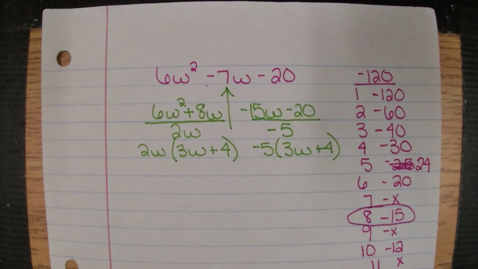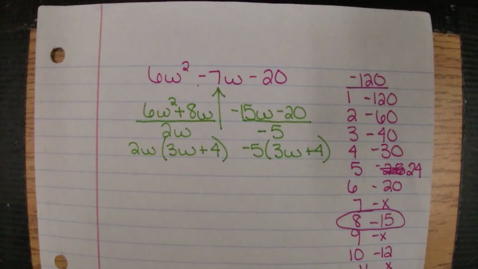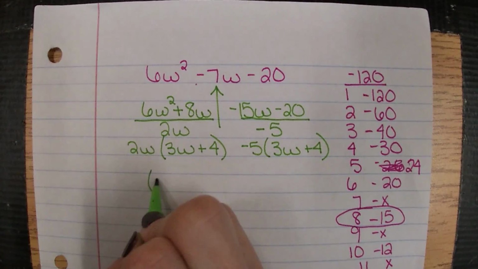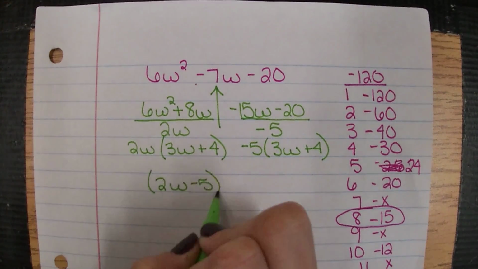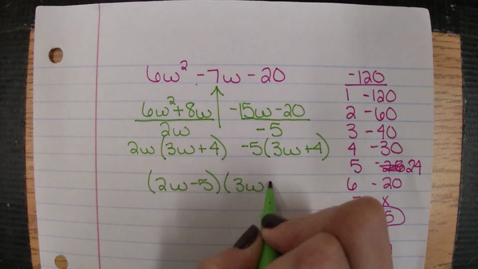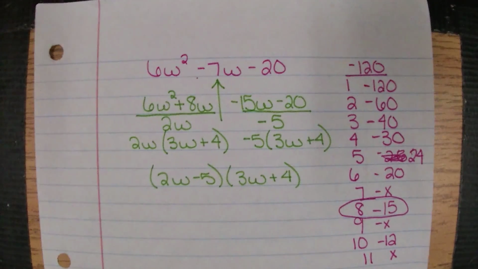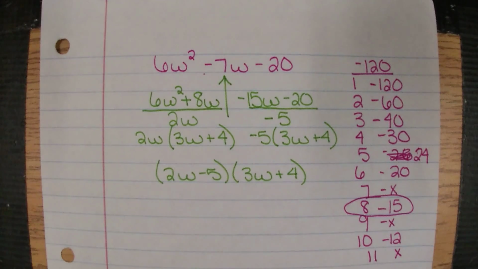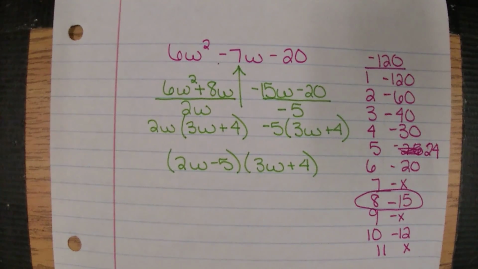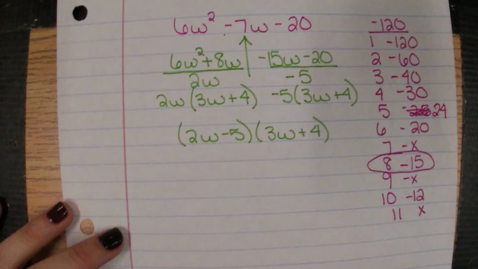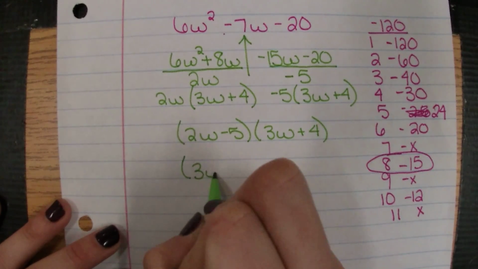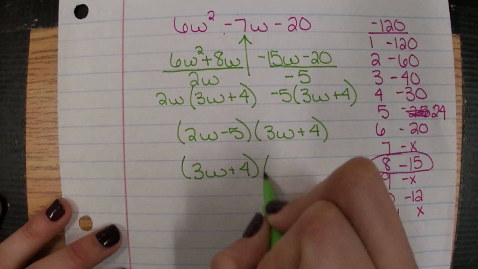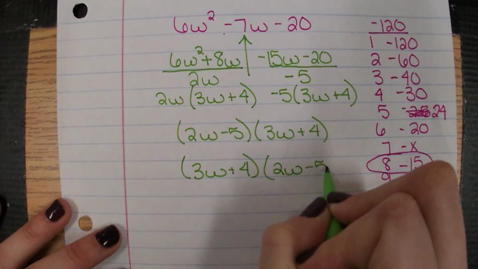So what will our final answer for this trinomial be? We should have a 2w minus 5 and a 3w plus 4. Now remember, we also said that the order of those binomials doesn't matter. So what's another answer that we could pick that would represent the same thing? We could also have 3w plus 4 and 2w minus 5.